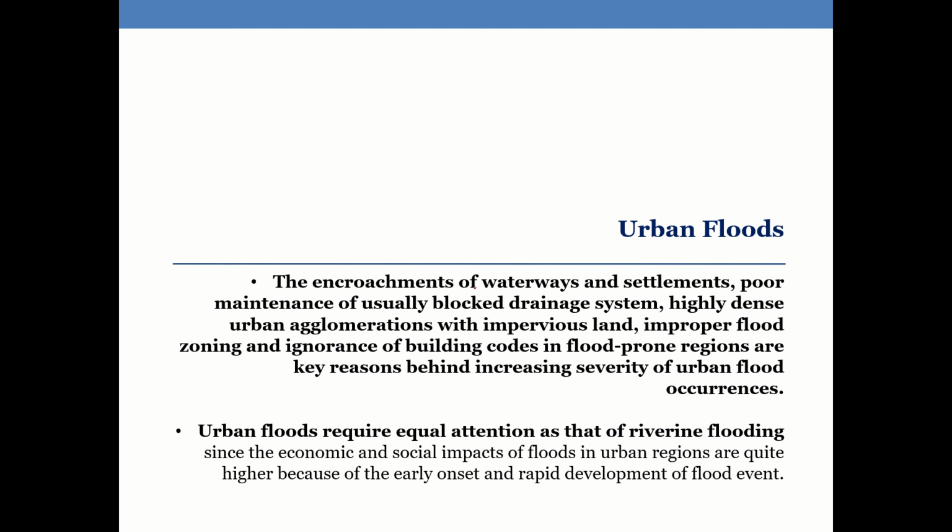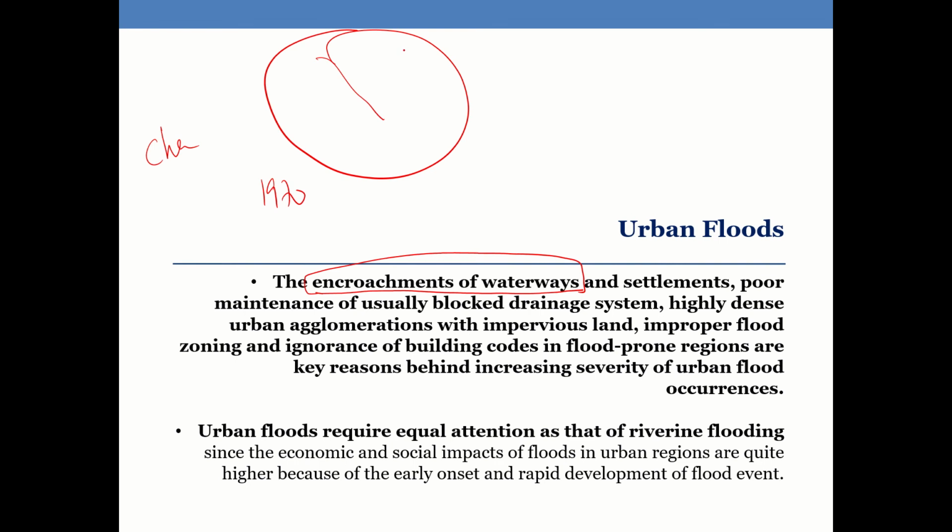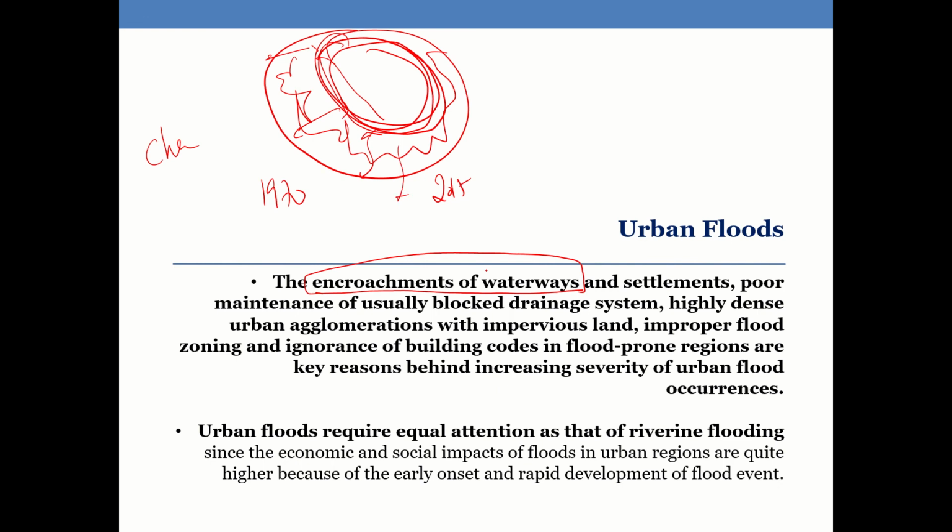Okay, so there are certain keywords here that we need to take away. Encroachment of waterways, okay, this we all know, and I think I have shown this in the Chennai case as well. It's not just encroachment of waterways; it is encroachment of water bodies. In the 1970s, the footprint of the water body was this much, and when we did the assessment in 2015, the footprint of the water body had shrunk to this. And as usual, we saw flood water reach its natural boundary, where we have built up and had very haphazard development. So that's one thing: encroachment of waterways or water bodies and settlements.